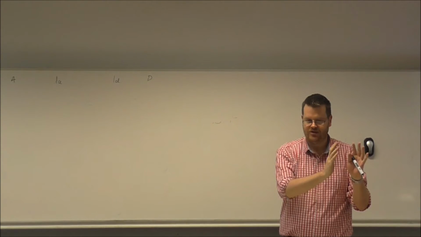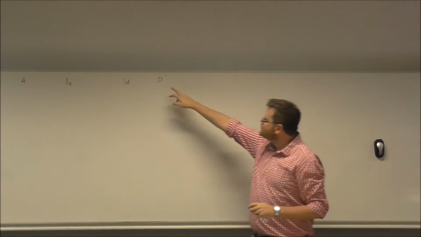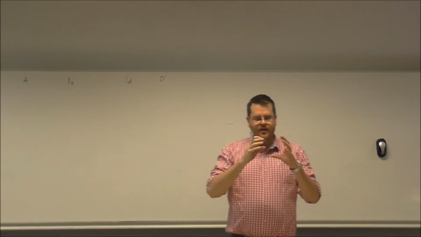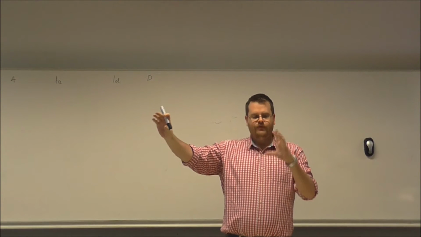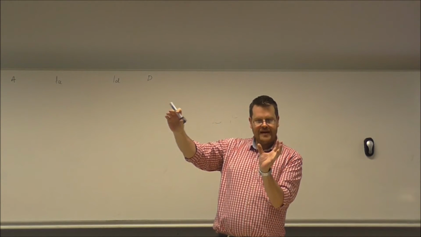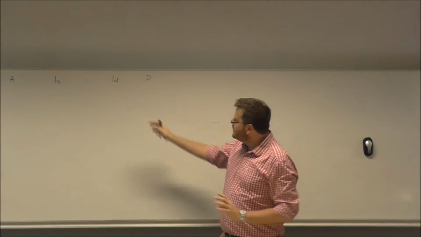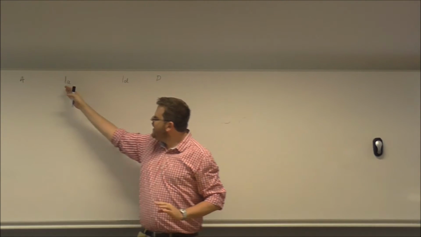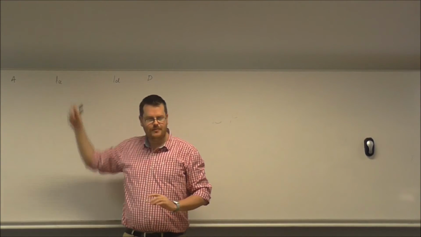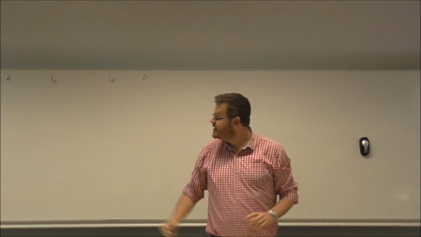That's the one side of the extreme. The other side of the extreme is D, where you have the ligand leaving, forming a stable intermediate, and then the ligand comes in a second step. And then in the middle, you've got IA and ID. So IA and ID are the two concerted mechanisms, one-step mechanisms.